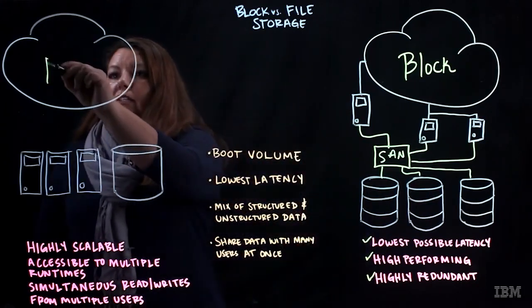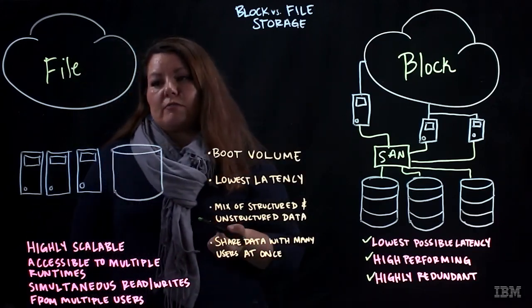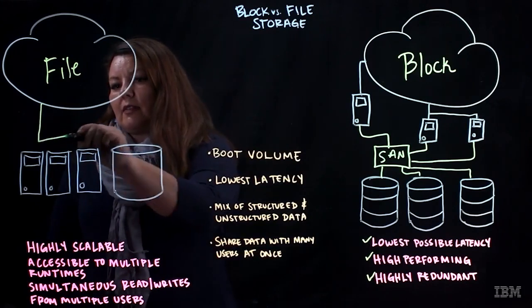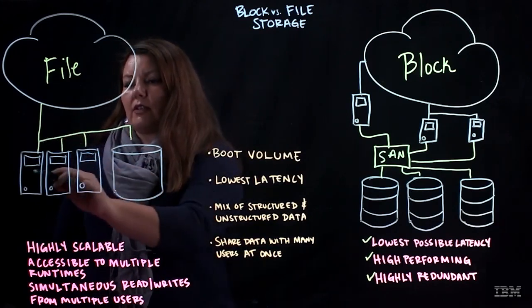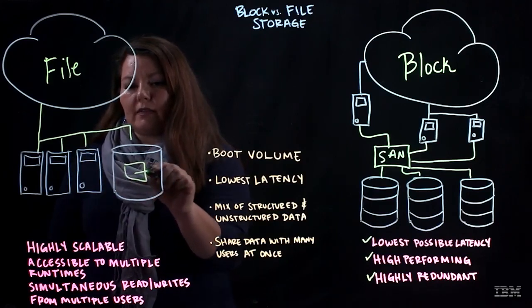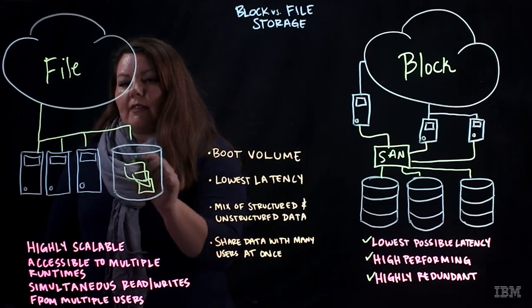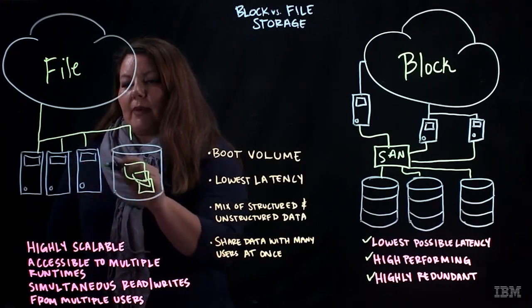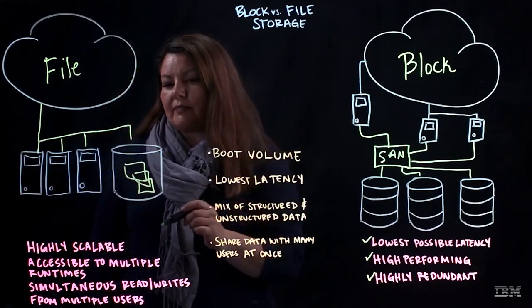Now, file storage is connected to your servers a little differently than block storage is. Everything is connected on the same network, so you have all of your files, or your file share here. Those are all the files, and they can all be accessed on the same network by any of the servers on that network. So it's network attached storage.